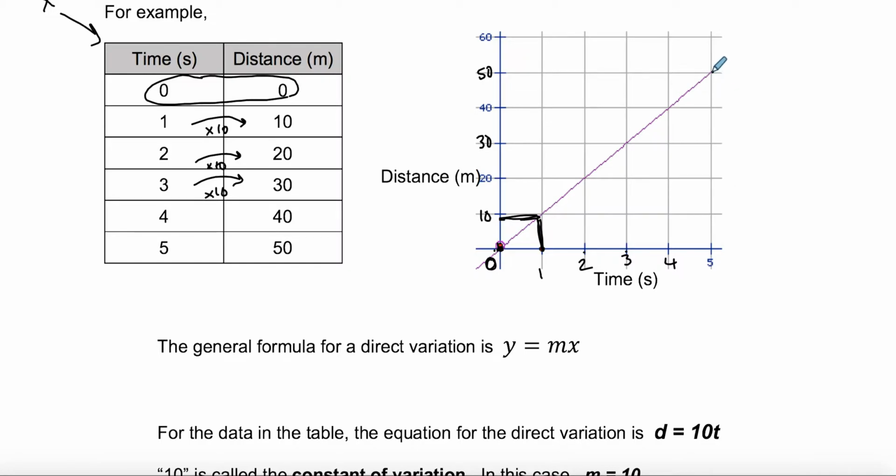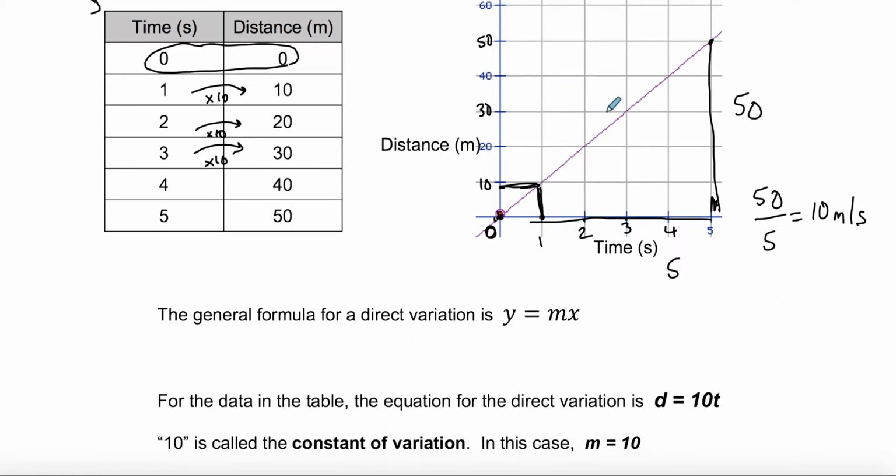Something called the slope of the line. How steep is the line? So right here, let's say at this point, if I imagine looking down this way, I know that that is 50 units tall, and I know going across, that is 5 units across. So for 50 meters, if I divide by 5, I get 10 meters per second. So this is the rate that they're going. If I took 30 and divided it by 3, I would get 10 meters per second.